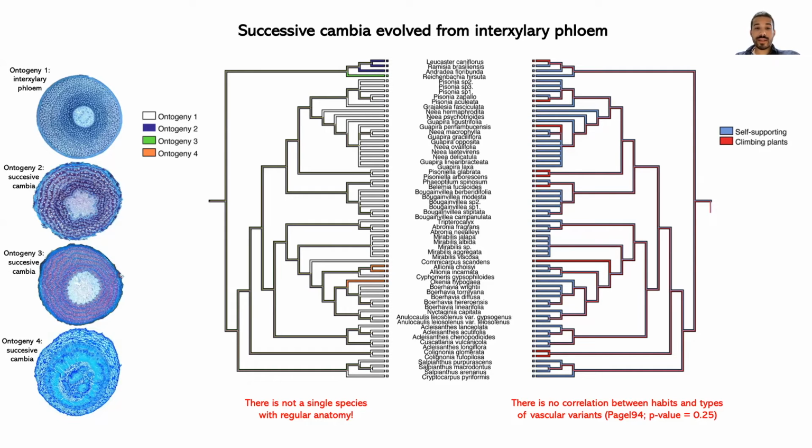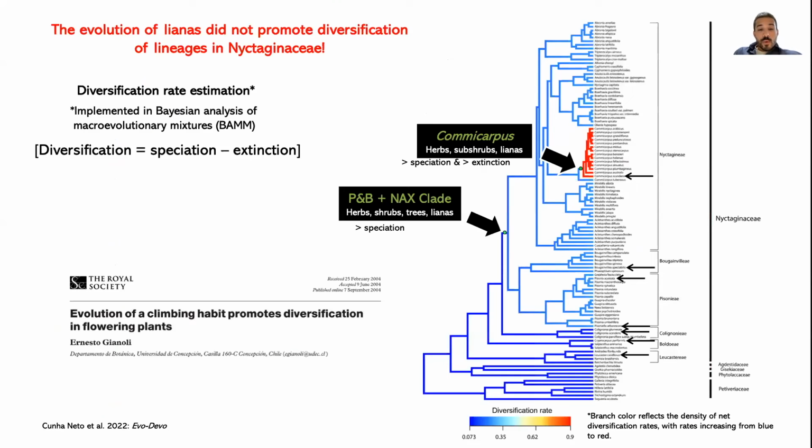And I also highlight underneath the ontogeny, the phylogeny on the left, that it's interesting to see that there is not a single species with regular anatomy in Nyctaginaceae. All species, all lineages have a type of vascular variant. But we decided to investigate further the correlation of vascular variants and the transitions between growth forms and also the different stem ontogenies. And that's where we started to investigate whether there have been shifts in the diversification rates through time and among lineages.